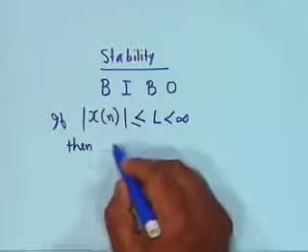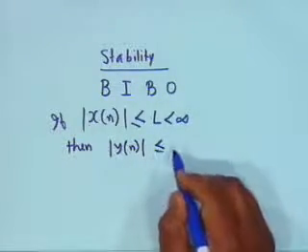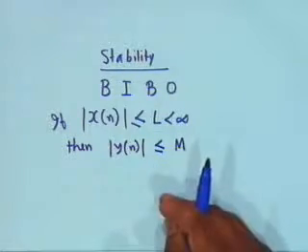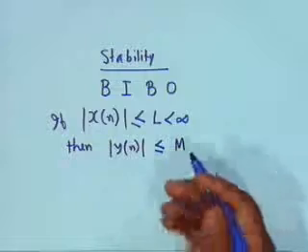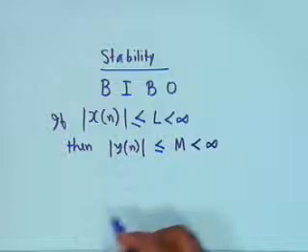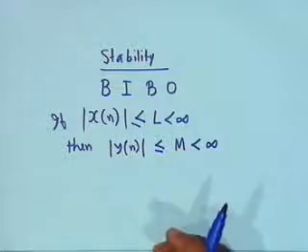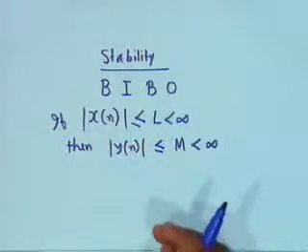Then y of n, which could be positive or negative, is also bounded, less than or equal to some bound, which may be quite different from capital L. It could be 10,000 times capital L, but it must also be less than infinity. And if this is satisfied, then we say the system is stable in the BIBO sense, or bounded input, bounded output sense.